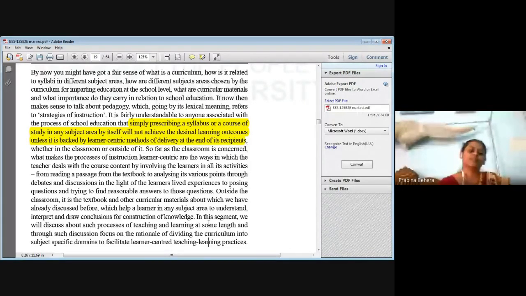Why knowledge construction? Because if we construct our own knowledge, we know what that knowledge is and how that knowledge works. And if we know how to apply it in day-to-day life situations or in the adverse situation, that is the meaningful learning, we can say. In this segment, we will discuss such processes of teaching learning at some length.